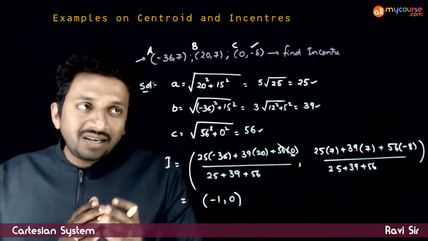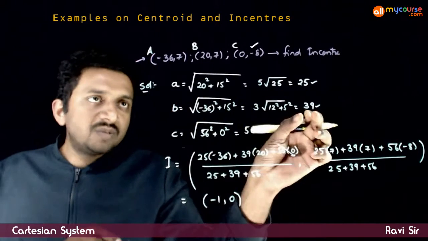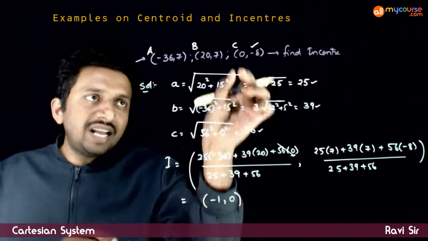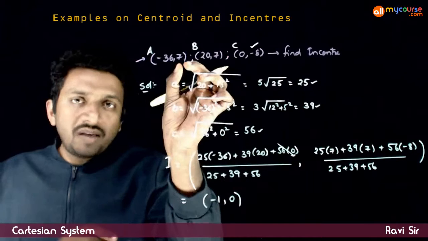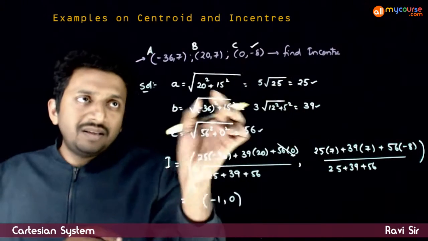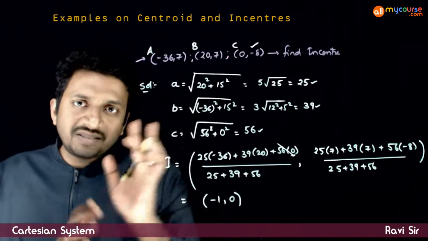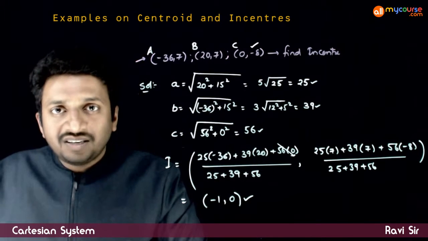So I hope you learned how to apply the formula. A times x1 plus b times x2 plus c times x3 by a plus b plus c. Next, a times y1 plus b times y2 plus c times y3 by a plus b plus c. So minus 1, 0 is the incenter of the triangle.